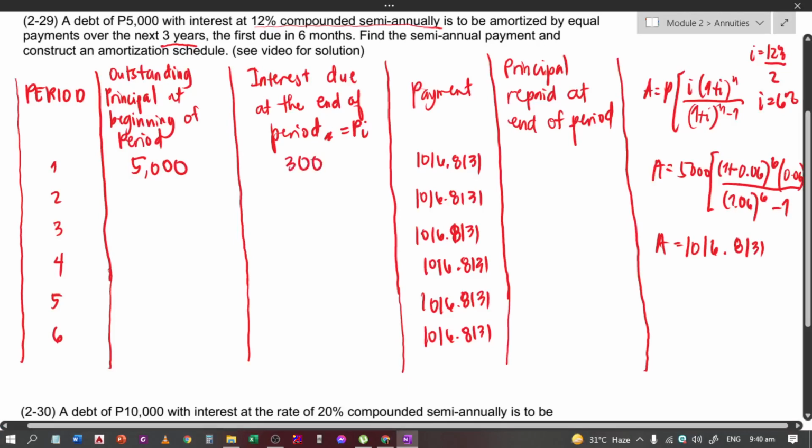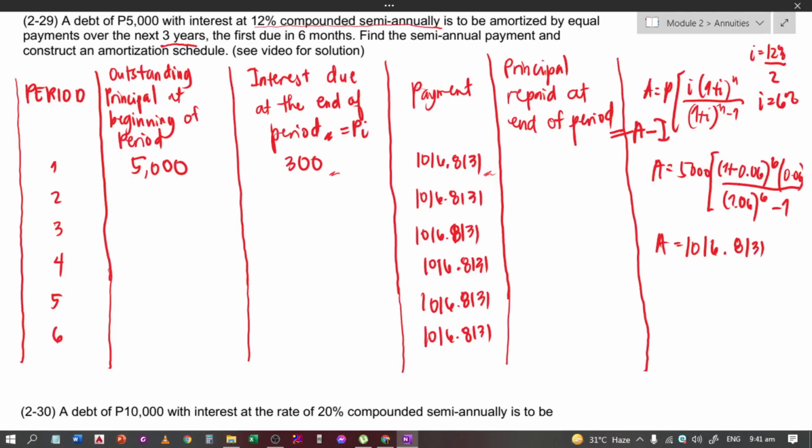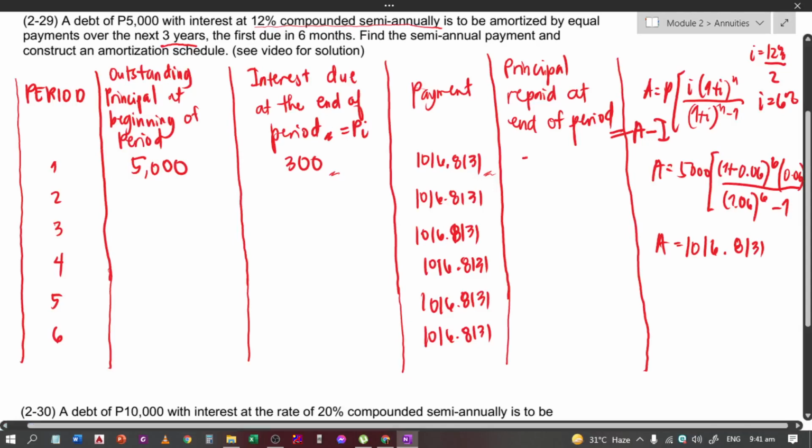So, ito namang principal repaid at end of the period. Principal repaid at end of the period. Ito ay A minus I. So, ito yun, 1,016.8131 minus 300 lang. So, ito ay 716.8131. Okay. Tapos, next.